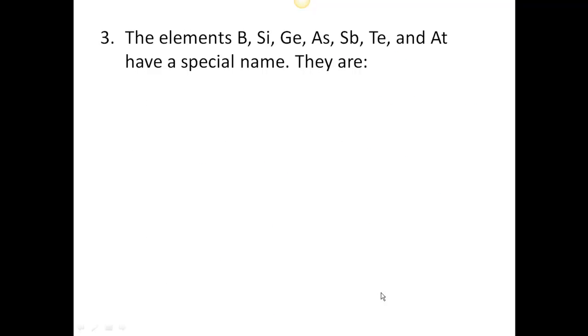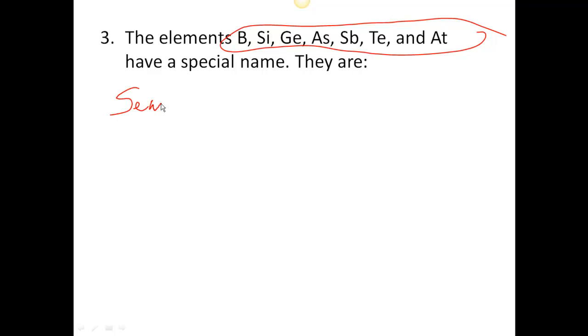All right. Now we have 7 elements listed here, right? And these are special 7. These are what we call semi-metals, and they're attached to a stair-step line. They're also sometimes known as metalloids. Those terms are synonymous.